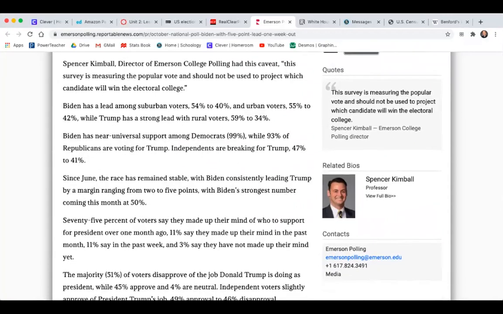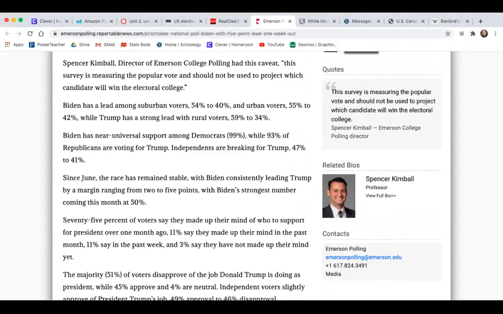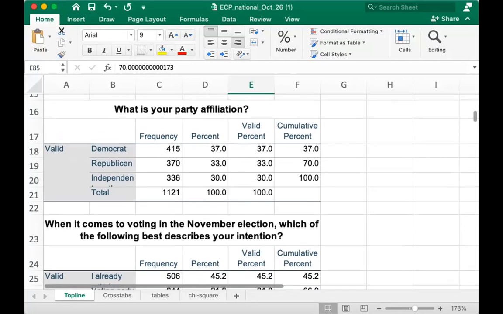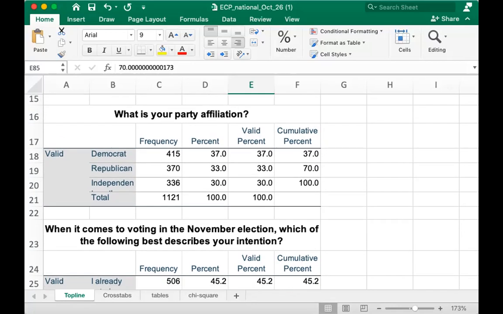Let me show some more of their data. So this came from that Emerson poll. Doing some research, I'm able to see the gender of those involved in their sample. Right off the bat, 48% of their sample was male, 52% were female. We've got approval ratings for the president. We've got party affiliations. You can see that they surveyed more Democrats than Republicans and independents, which makes sense.